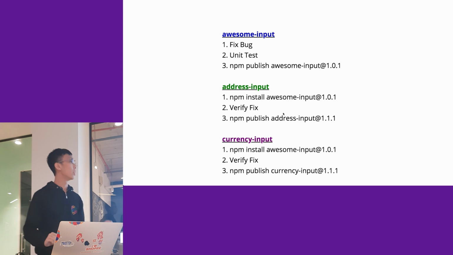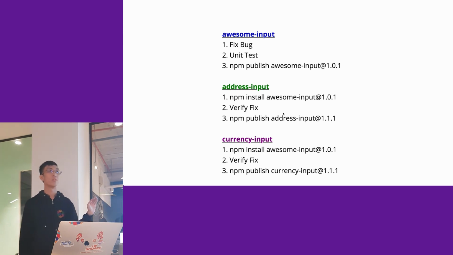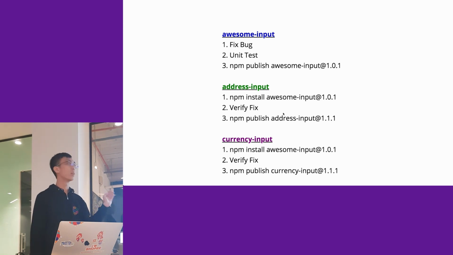So you verify the fix and then publish a new version in currency input. So you have to go through all these steps, verify, publish the version, and then install it in currency input and address input and make sure everything works, and then you have to publish them in a new version, right?